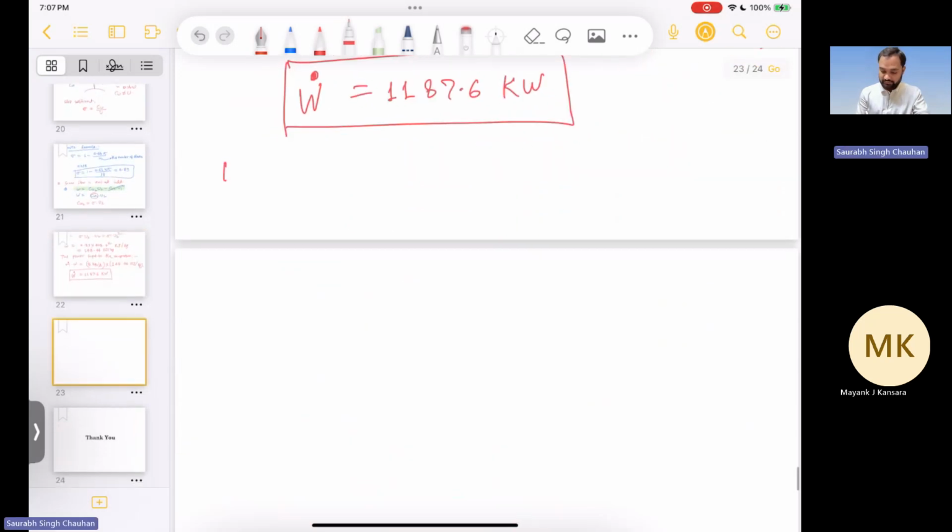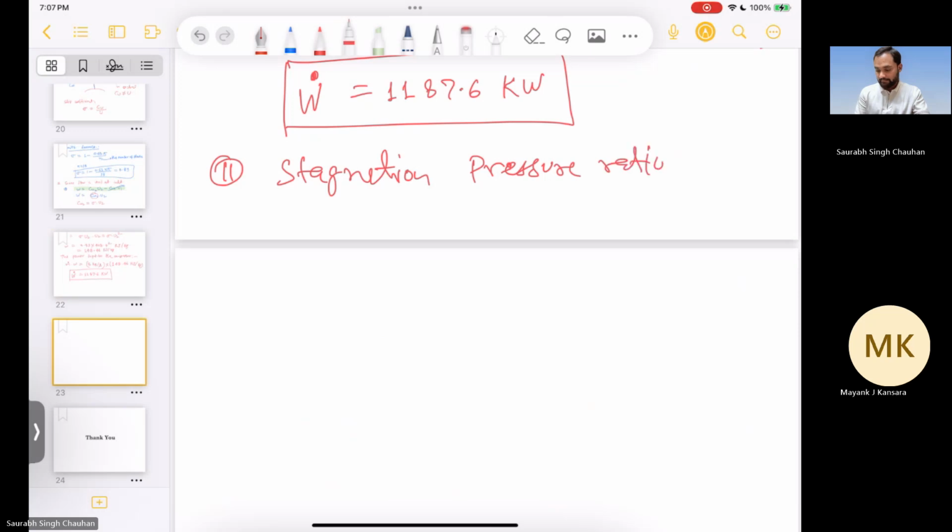Now you have to find the second part, the stagnation pressure ratio. The pressure ratio is defined by P2 by P1, right? But the stagnation pressure ratio is defined by P02 by P01. So it is not the same as P2 by P1.